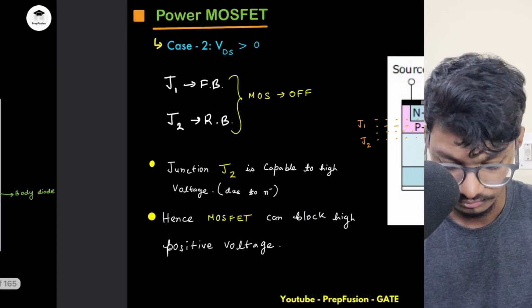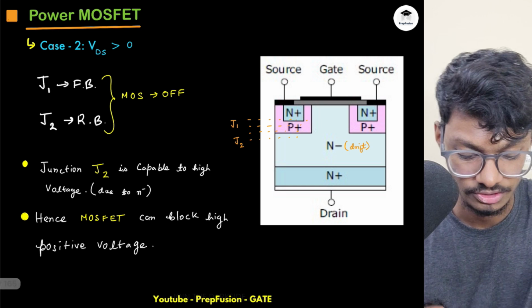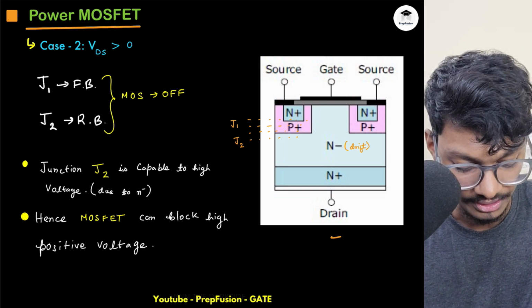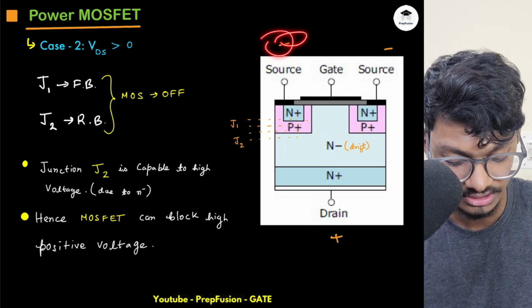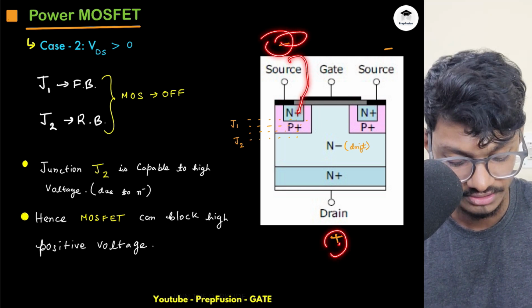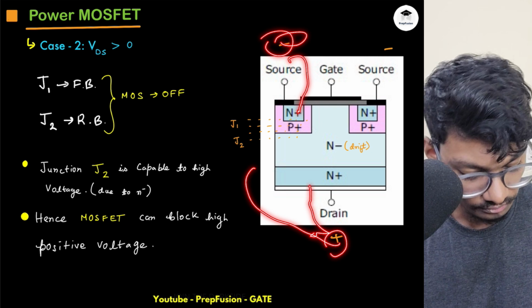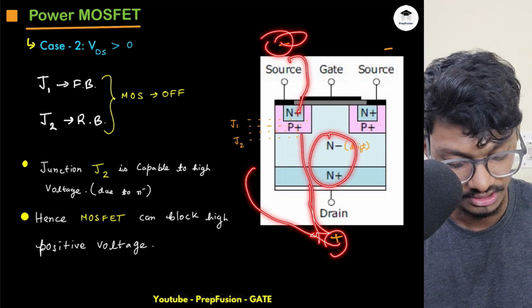Now if VDS is greater than 0, that means my drain is positive, again source is negative. As this source is negative, negative is connected with N plus and positive is connected with, basically, if I ignore this for a second, with P.